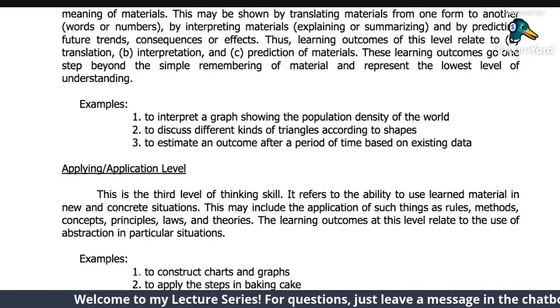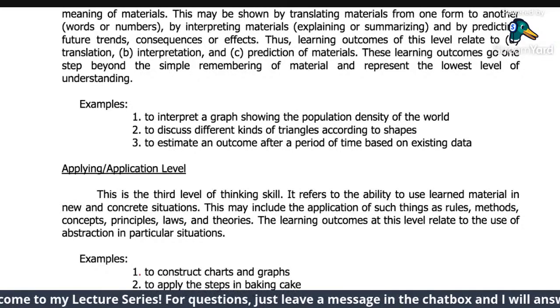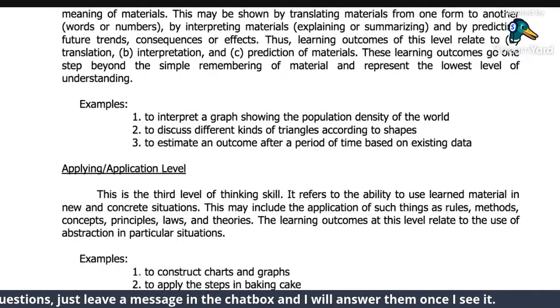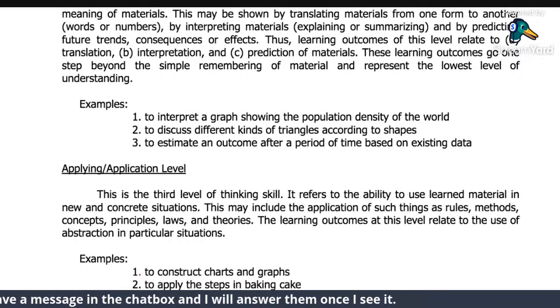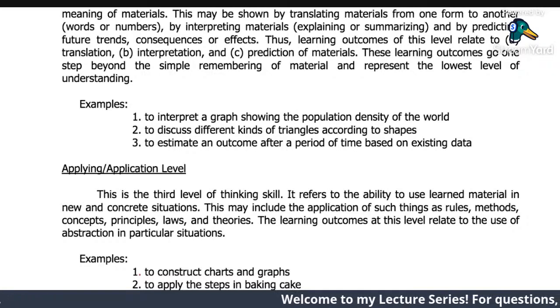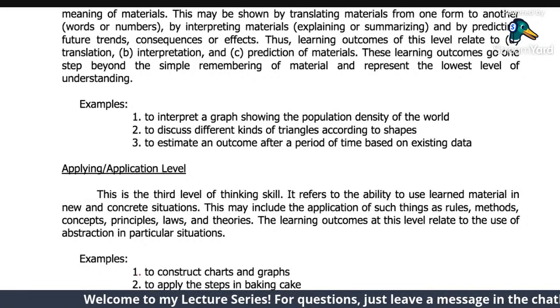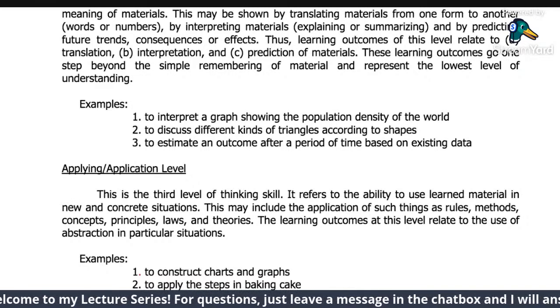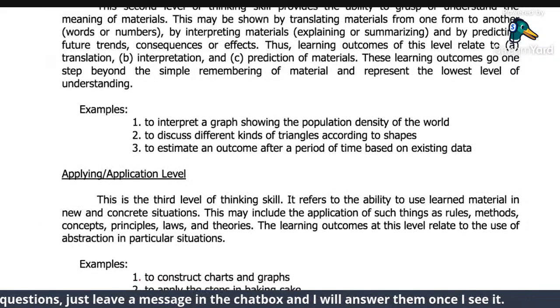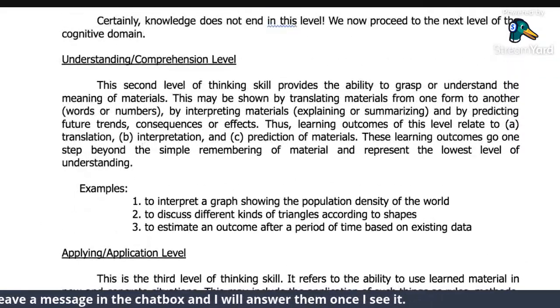And another example is to estimate an outcome after a period of time based on existing data. So in other words, there's data given to you, and then you're going to make an estimation of what would be the outcome based from that data. So dito hindi na lang siya simple recall. So how you understand what you memorize, for example, would fall under this level.